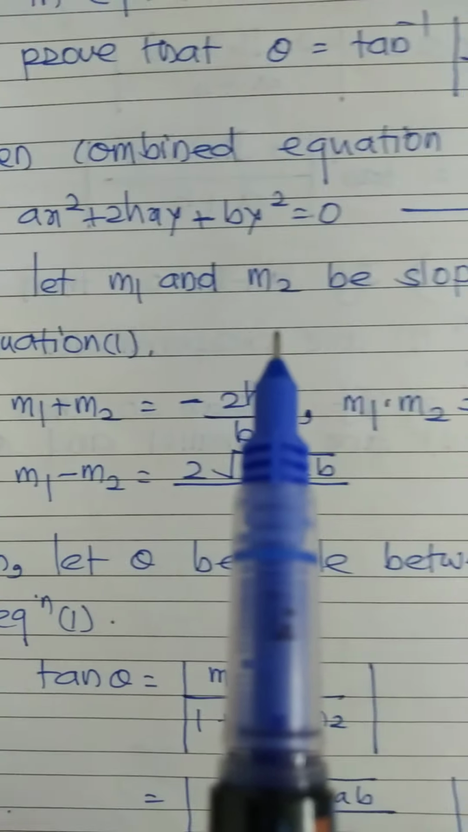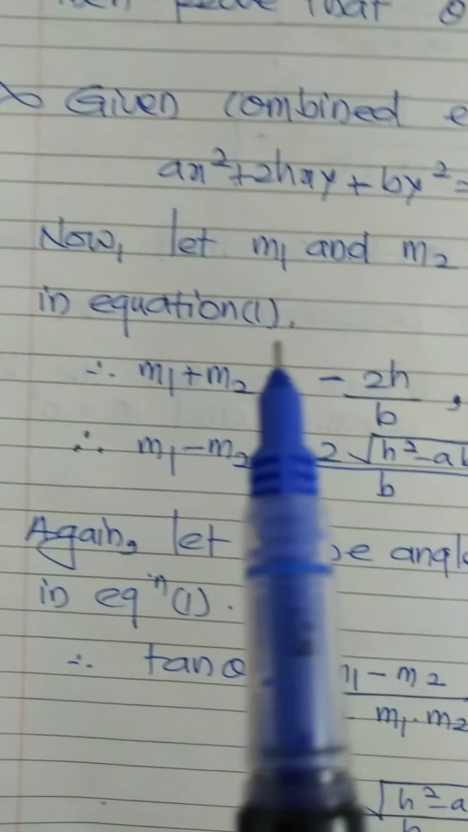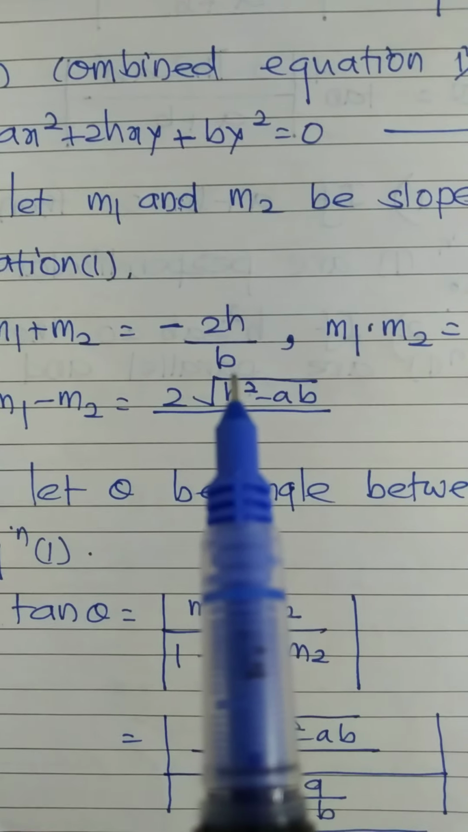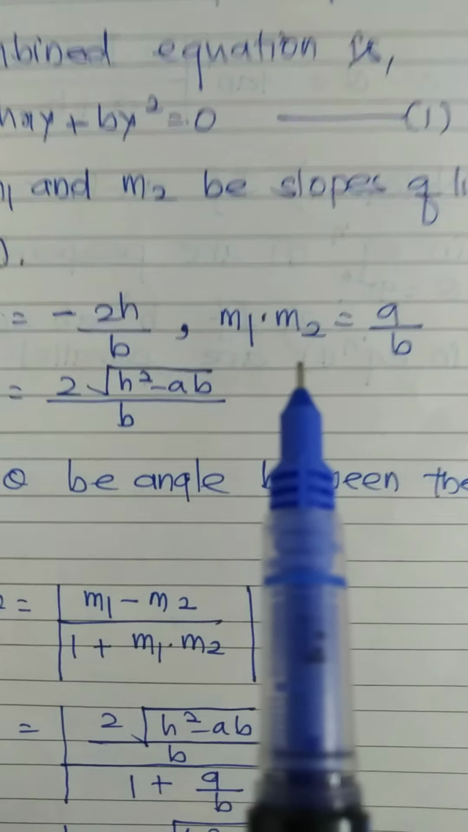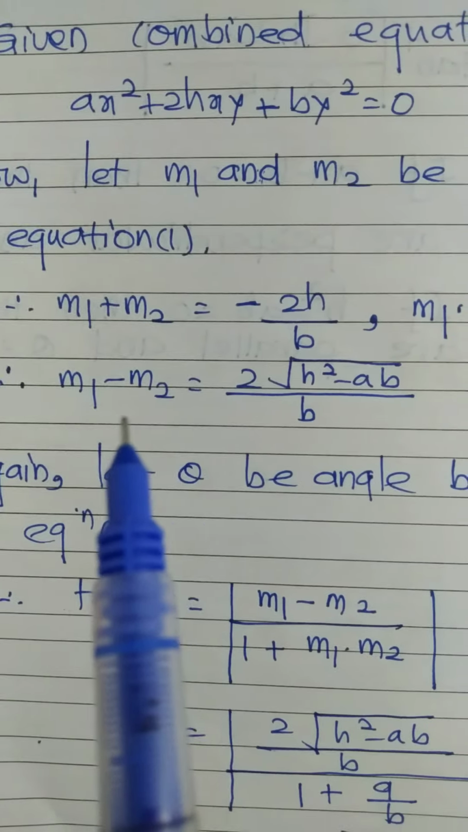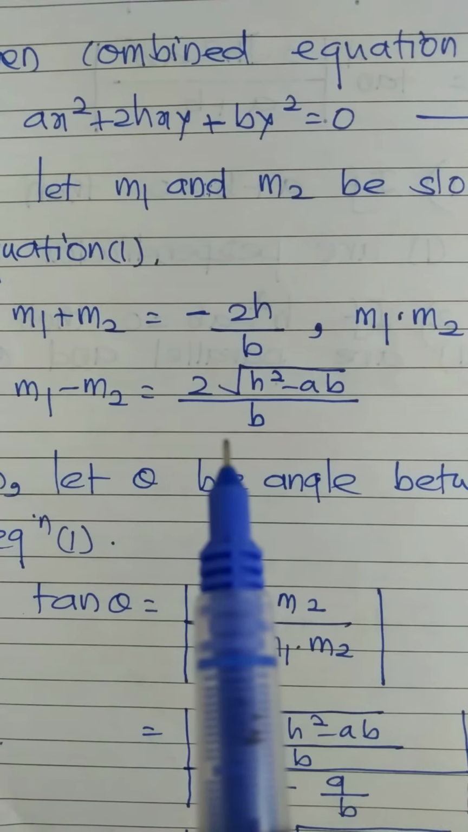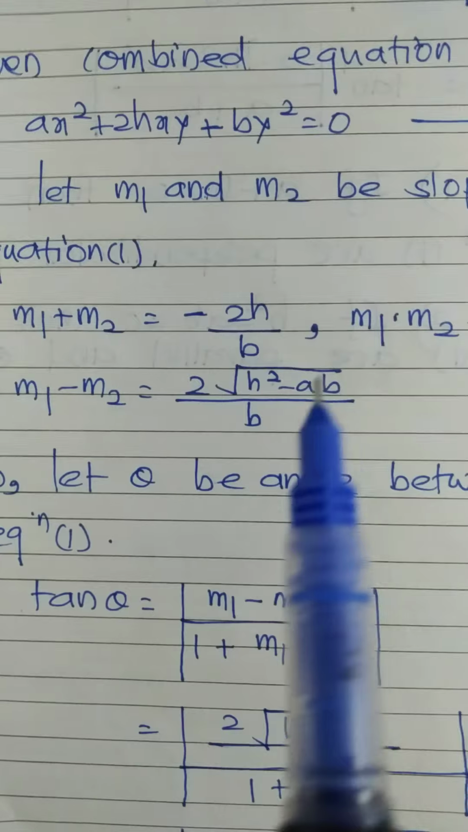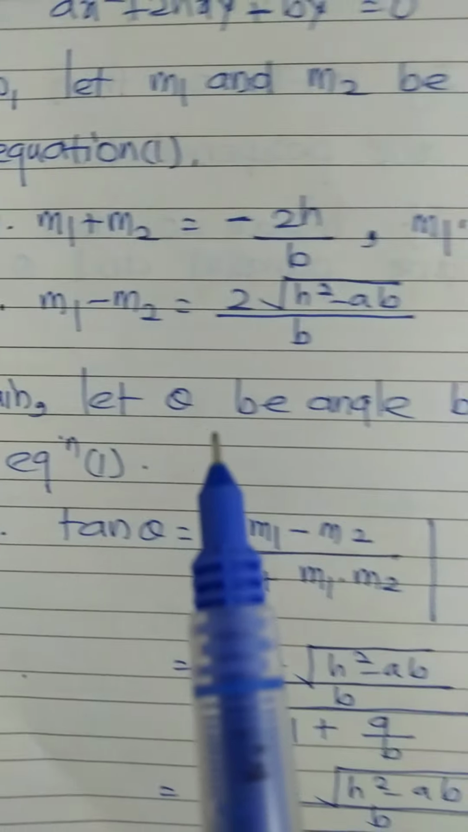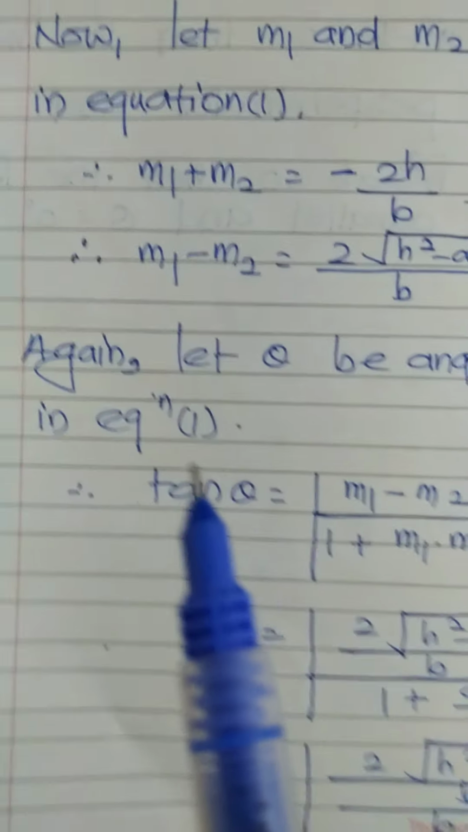So let m1 and m2 be the slopes of the lines in equation first. The sum of slopes you have already calculated, that value is minus 2h upon b, and the product of slopes, you know, is a upon b. Thus the difference of slopes, m1 minus m2, is 2 square root of h square minus ab upon b. By using these two values you can also calculate m1 minus m2.